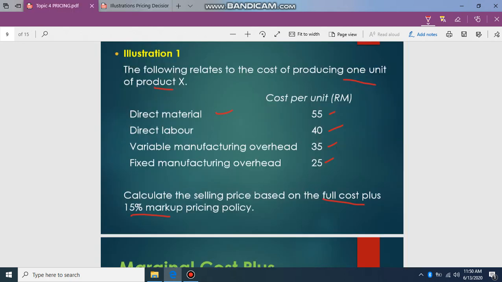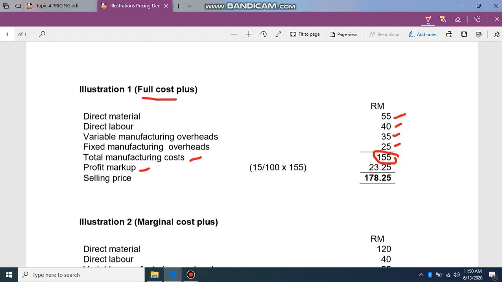So what is the profit markup? The profit markup is 15% markup policy. So 15% markup on cost, so cost should be 100%, so 15 over 100 times cost 155. You get profit 23.25. Then total up with the total cost, so you get the selling price 178.25. This is the selling price that you should set for the product.